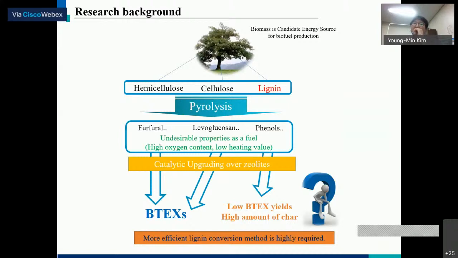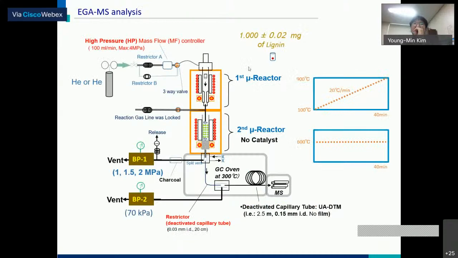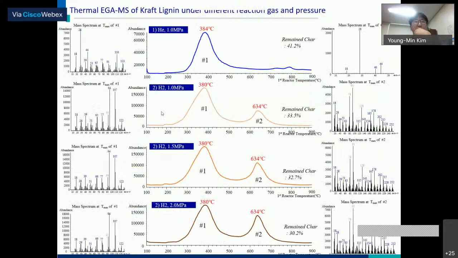So I simply applied high pressure reactions. I loaded 1 milligram of lignin sample to the reactor and increased the pressure up to 2 megapascal. So I did 1 megapascal and 1.5 to 2 megapascal. This indicates the reaction pressure in the tandem microreactor is controlled in these reactions. So I introduced helium, or hydrogen. The catalyst is loaded in the second reactor. And I monitor the continuous production with increasing temperatures.